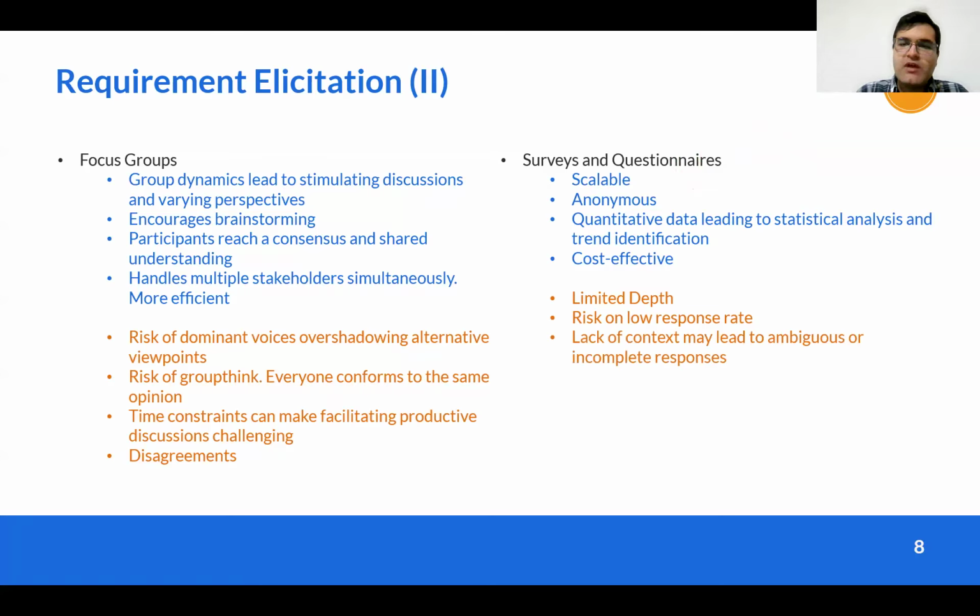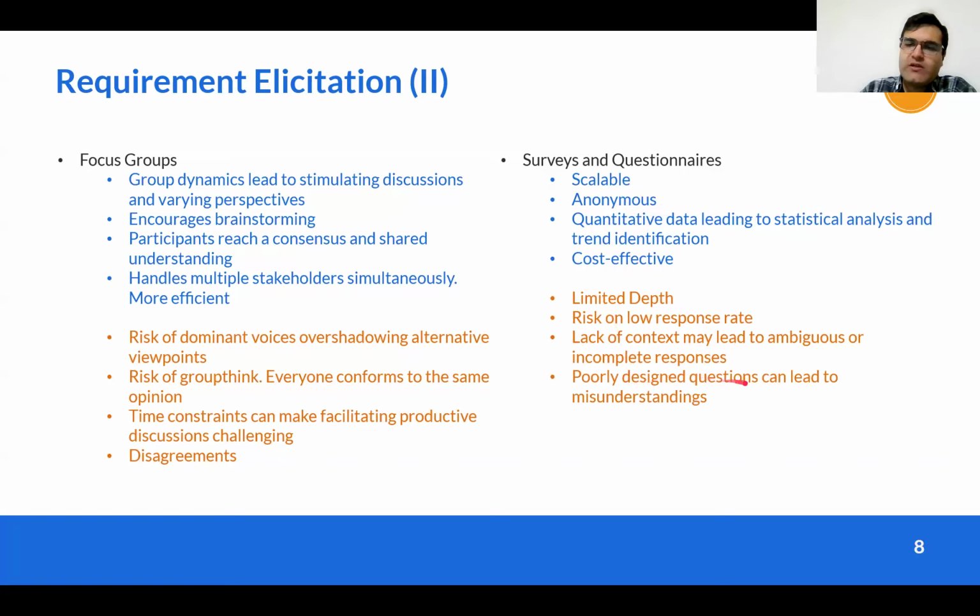Lack of context may lead to ambiguous or incomplete responses. Okay, this is connected to the limited depth. Because you can't ask a detailed question, you won't get detailed answers. So there might be things that don't have any context and you need clarification on that, but you can't. Again, the surveys are anonymous, so you can't really contact the people to ask them, what did you mean by this?